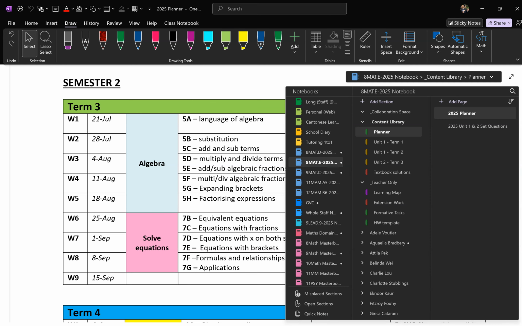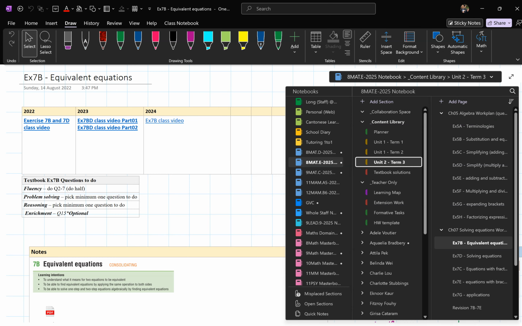And it's recording. All right, here we go. So we're in term 3 now. We're on exercise 5C.